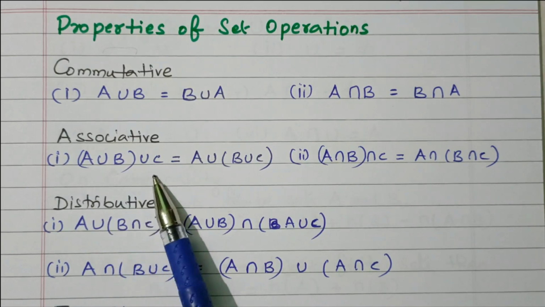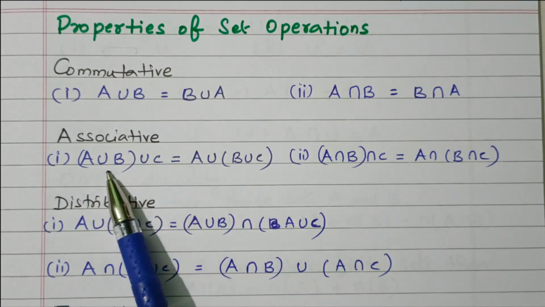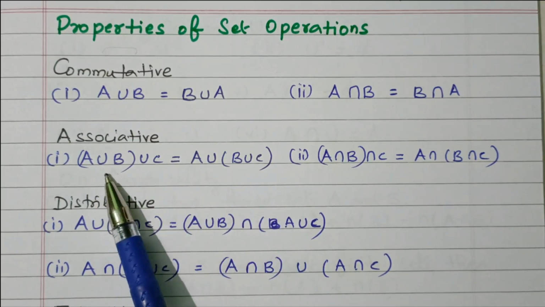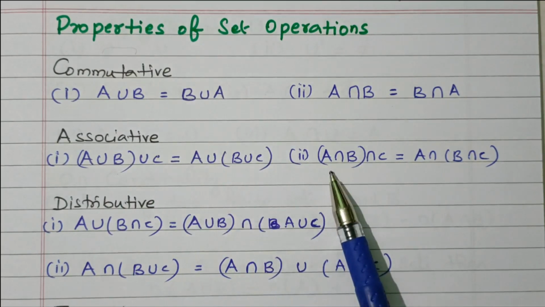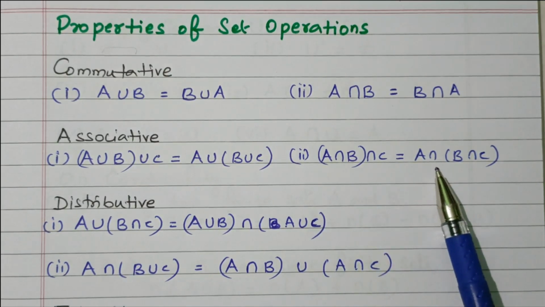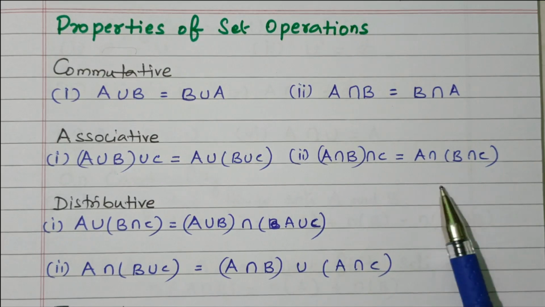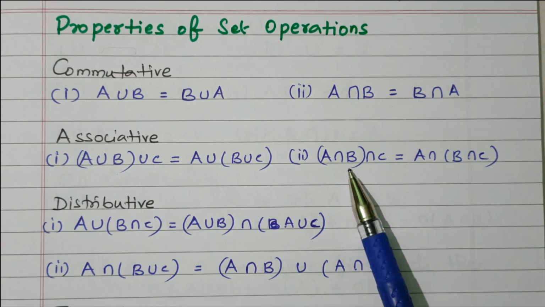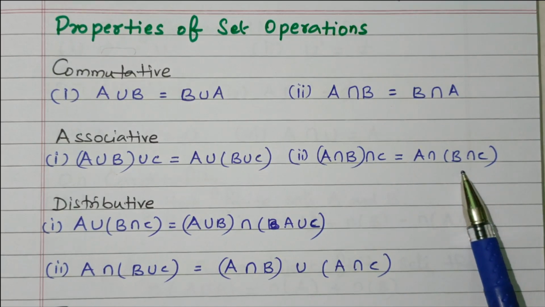Then associative: A union B, union C, equal to A union, B union C, right? Here A and B are combined together, here B and C are combined together. Both are equal. Similarly, A intersect B, intersect C, equal to A intersect, B intersect C. Here AB combined, here BC combined. So both the terms are equal.